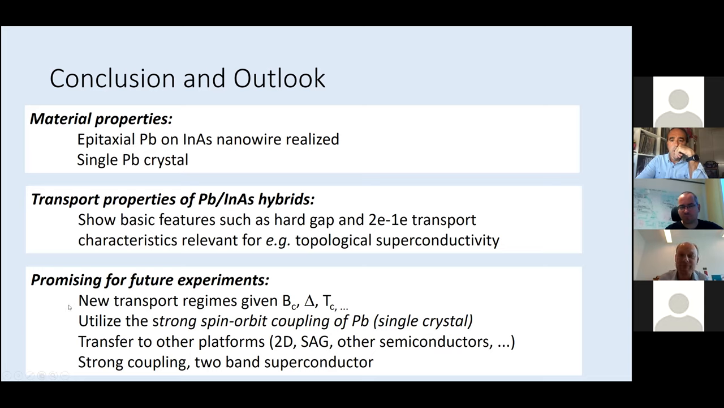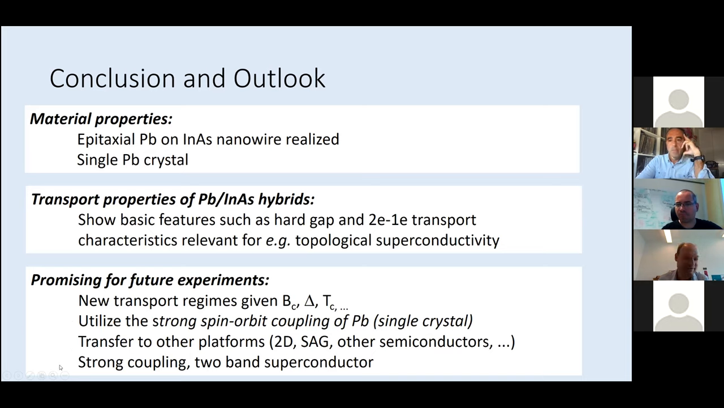As I mentioned in the table, the parameter space with this hybrid is actually much larger. So the critical field is larger, the gap delta is larger, and Tc and so on. Also the spin orbit coupling, we didn't study that here, but it would be nice in the future to see if lead could induce the spin orbit coupling. Compared to an evaporated lead, it's a single crystal, so it seems more probable that you can induce a well-defined spin orbit coupling from the lead. And finally, we can probably transfer this technique to other platforms, SAG and 2D. That would be very interesting.